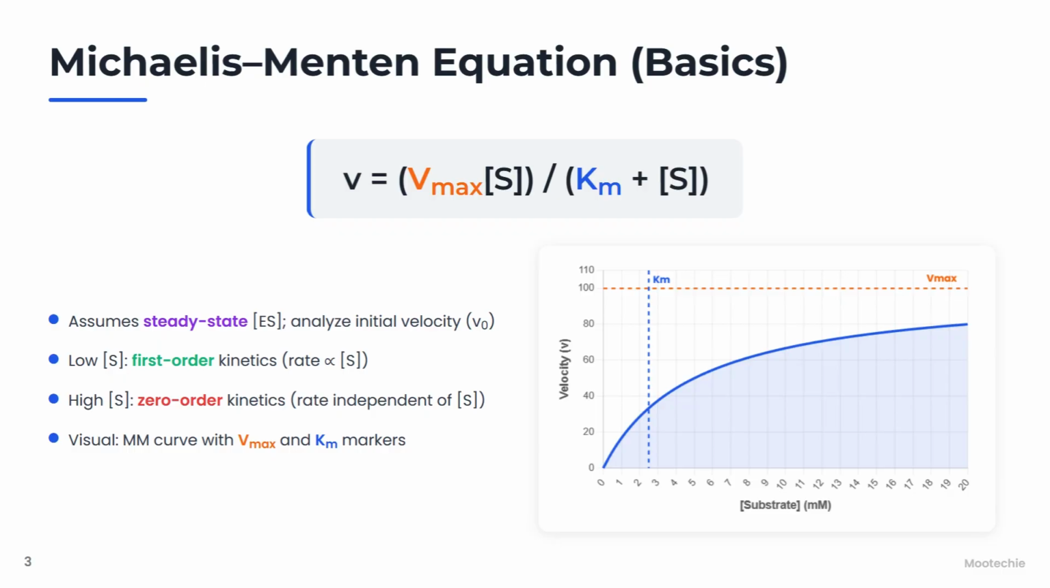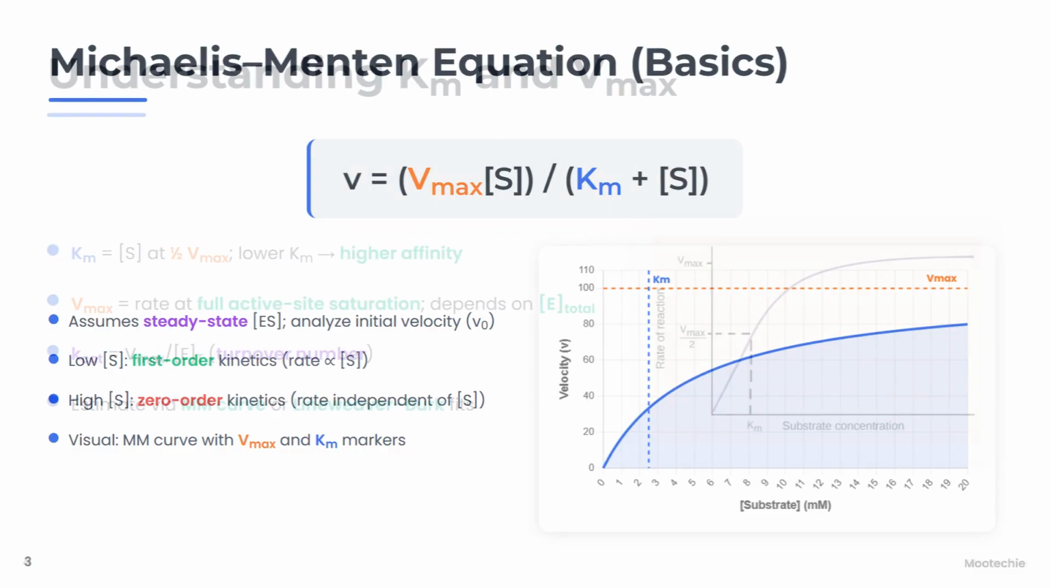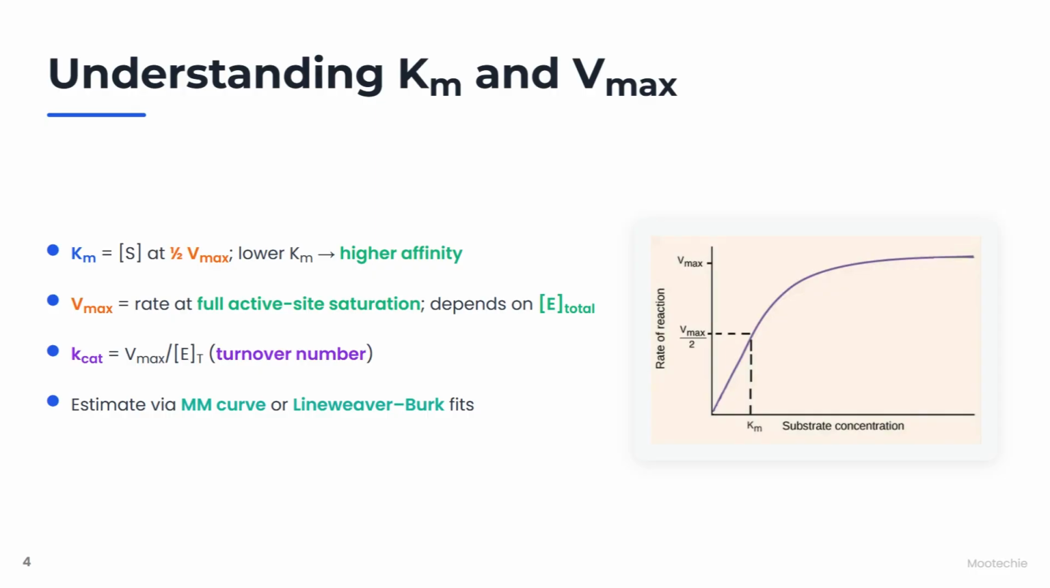Visually, we have the Michaelis-Menten curve with markers for Vmax and Km. The graph on the slide shows velocity on the y-axis and substrate concentration in millimolar on the x-axis. The curve rises and plateaus, with a dashed line marking the maximum velocity, Vmax, and another marking the substrate concentration at half Vmax, which is Km. Coming up, let's understand Km and Vmax more deeply.